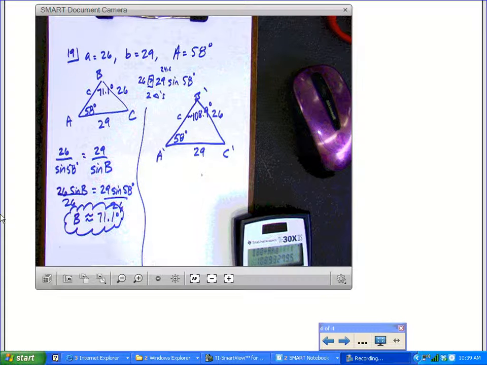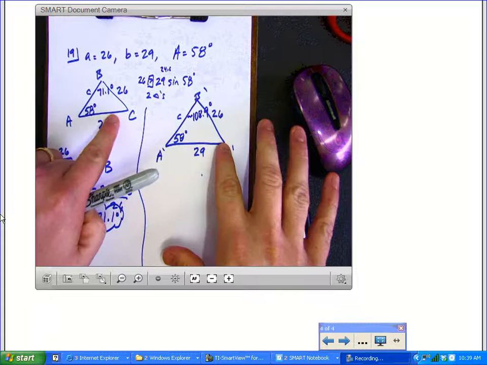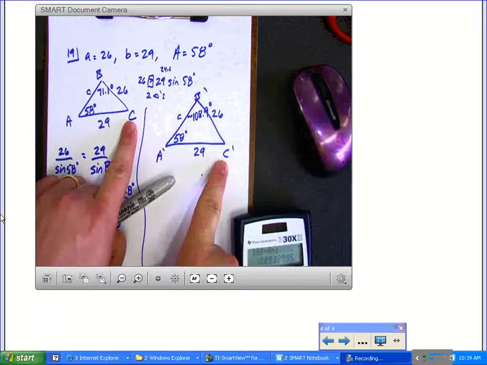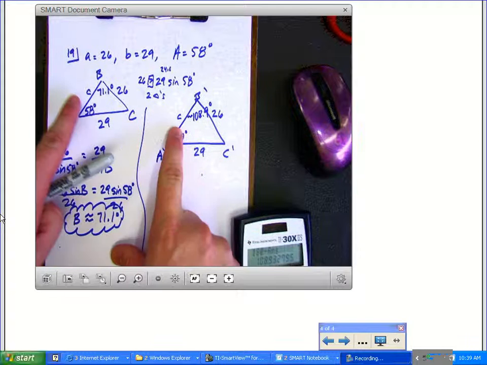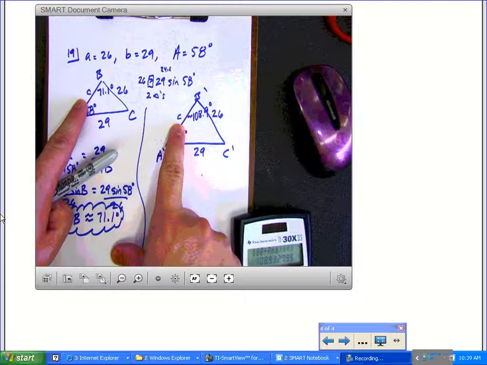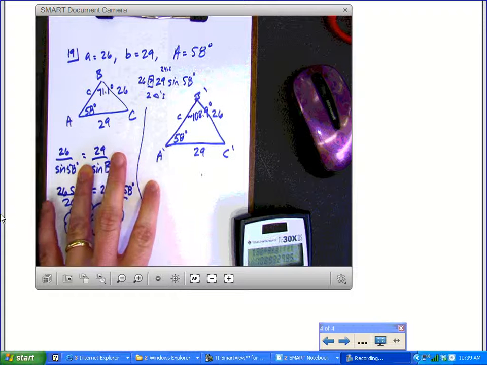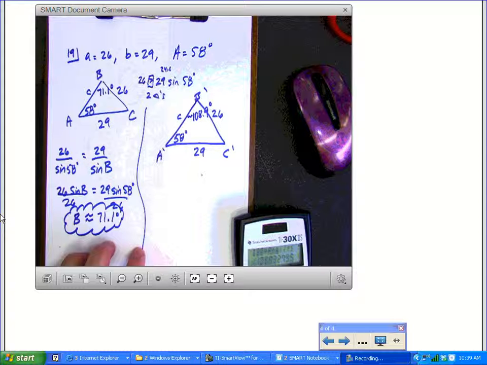And then once you found angle C, you could find side C on both. Now, are these going to be the same? No. Okay. Are these going to be the same? No. Okay. They're all going to be different. The only thing that's the same is the given information. All right. Y'all got the two triangle case now? Okay. So it's a lot of work, isn't it?